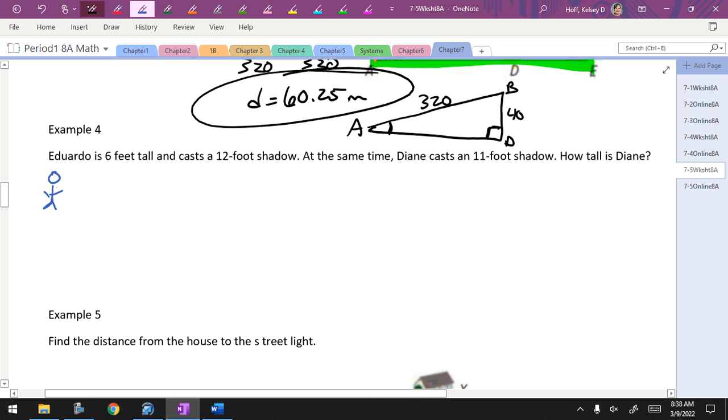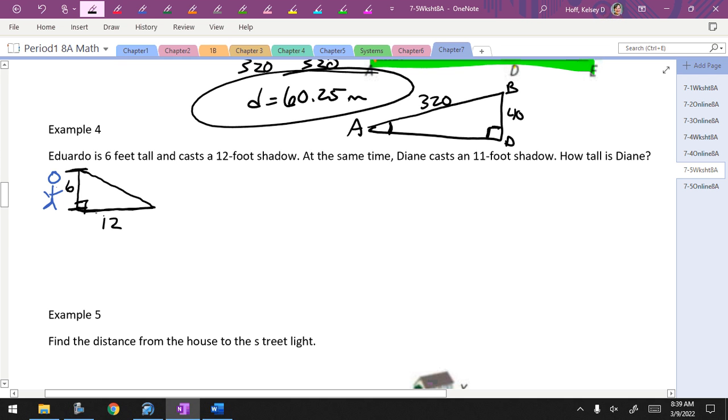Okay? Eduardo is 6 feet tall. So from the top of his head down to the ground is 6 feet. Now, if you're standing outside and there's a shadow, where is the shadow? On the ground, right? So his shadow is here. And how long is his shadow? 12. Now, everybody see, technically, if I connected the top of his head to the top of the head of his shadow, we'd have a right triangle.